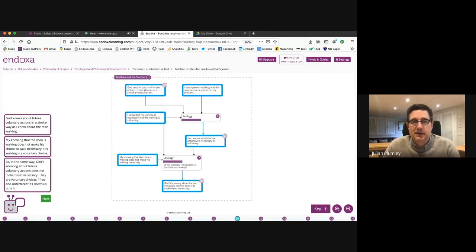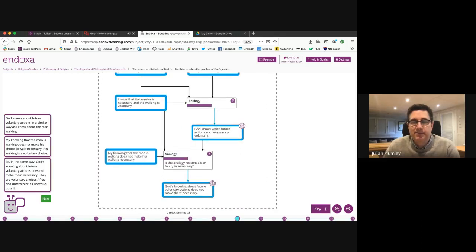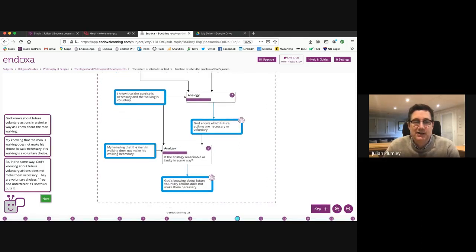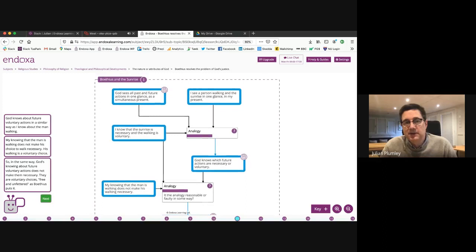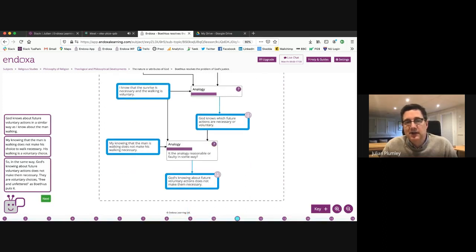Right. This is the second analogy step. So there are two linked analogies here, or analogy argument steps. Now I'm going to use two of the statements that were in the first analogy step. You can see the first step is here. Two of them drop down and get used again in this second step. So I know the sunrise is necessary and the walking is voluntary, and God knows for all actions, past and future, whether they're necessary or voluntary.